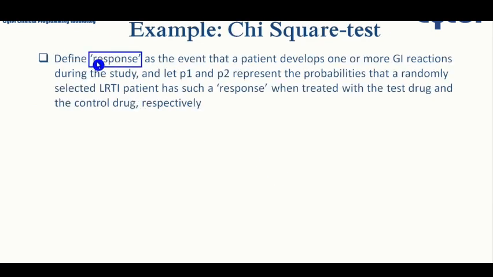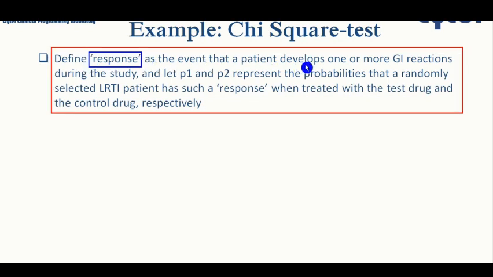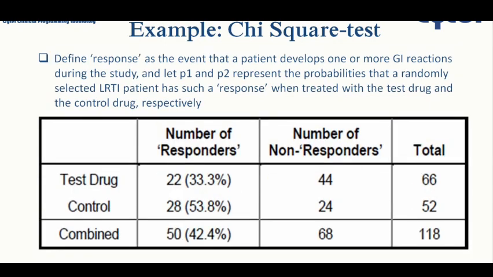So, what is response? Response is the event that a patient develops one or more GI reactions during the study. And obviously, we have to compute the proportions, the probabilities that a randomly selected LRT1 patient has such a response when treated with the test drug and the control drug respectively. The same data jotted down in a tabular form. 22 are respondents in test drug, 28 respondents in control, and the remaining were non-responders, and so forth.